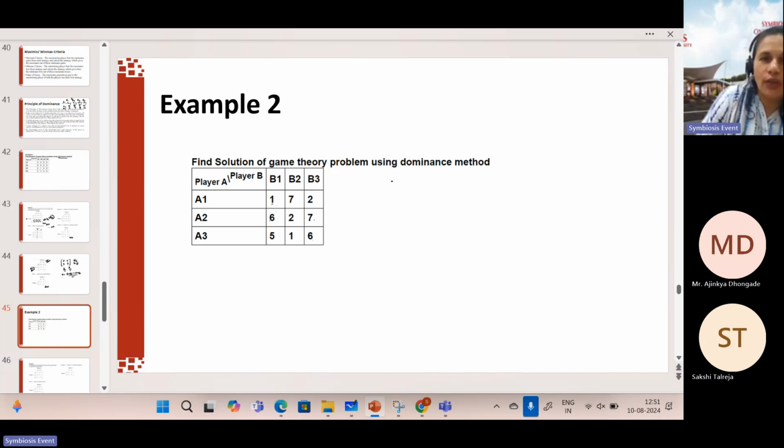So yes, if I start with B1 and B3, I'm observing all the values of B1 are lesser than those of B3. So what do you need to eliminate? B3, because you compared columns. So it is gone. 6 is greater than 1, 2 is greater than 1, not feasible. 6 is greater than 5, 2 is greater than 1. So now that I have reduced it to 3 rows and 2 columns, I can compare A2 and A3.